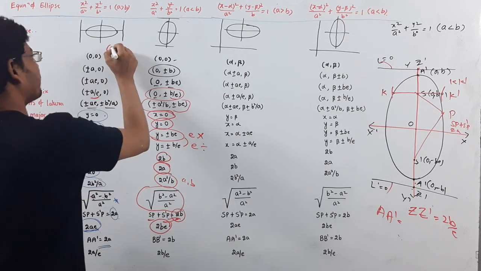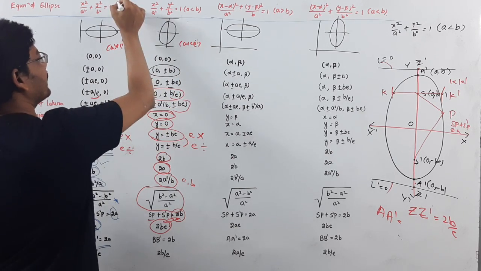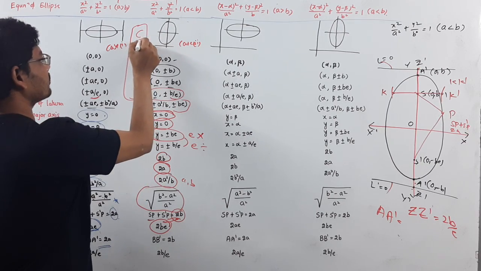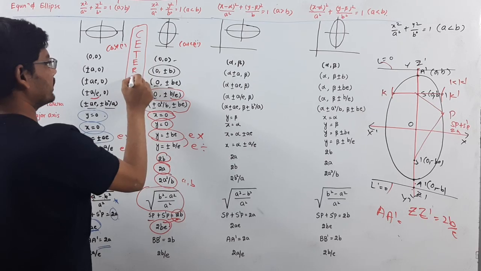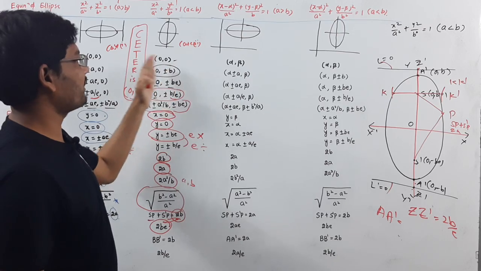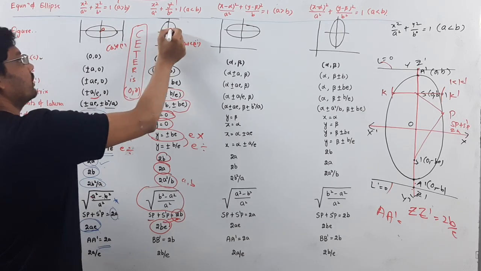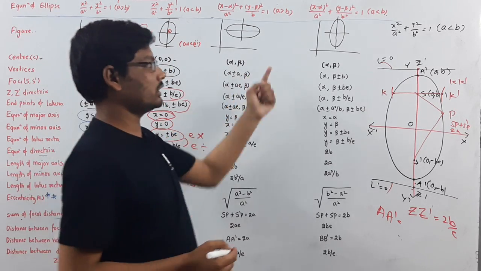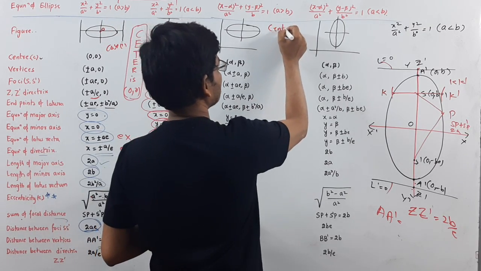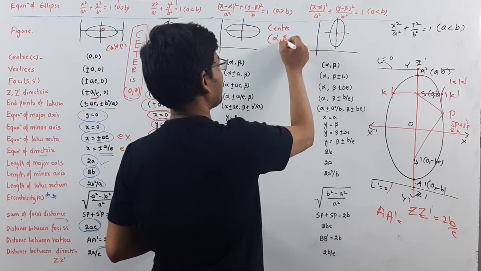In these two, case 1 and case 2, both are having center as 0, 0. This is center and this is center, 0, 0, O here. And these two are center for alpha, beta. This is center and this is center. Center is alpha, beta. Sorry.